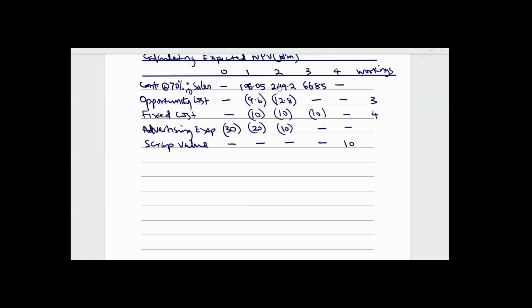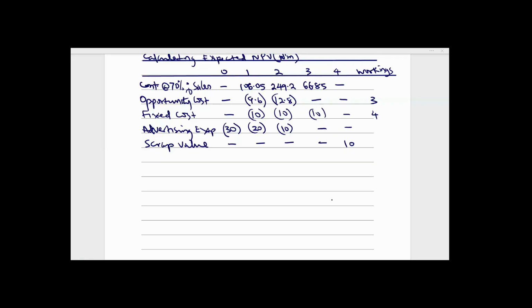Sorry, what I was trying to say, under advertising expenses, because we are told that advertising expenses are at the beginning of each year, the 30 million naira is at the beginning of year one. Beginning of year one means year zero. And that's why you see that 30 million naira at year zero. 20 million is at the beginning of year two. Beginning of year two means end of year one. So that's why you see 20 million in year one. The 10 million is at the beginning of year three. Beginning of year three means end of year two. That's why we are seeing 10 million at the end of year two.